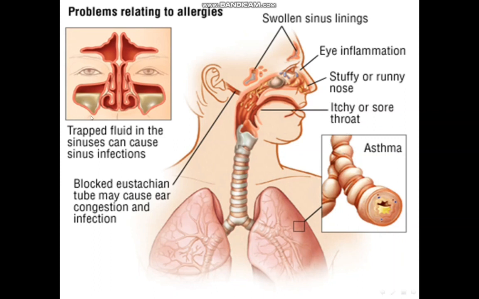cause asthma. And the trapped fluid in the sinuses can cause a sinus infection, so be careful of allergies because they are dangerous and may cause infection of the sinus. And a blocked Eustachian tube may cause ear congestion and infection of the ear. It connects the pharynx to the middle ear.